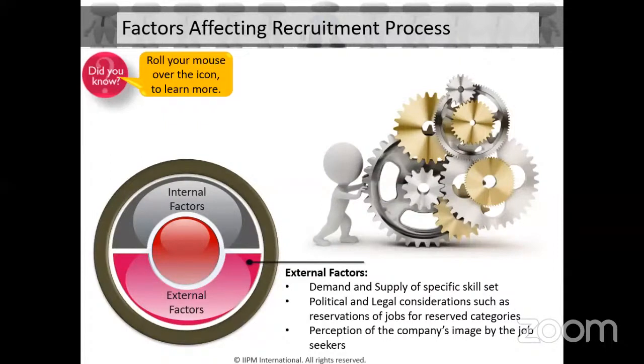Another one is the perception of the company's image by job seekers. If your company is already known to be a company where people slave at work, your workers are not taken care of, they are owed salaries, no matter how much you put up advertisement, people will just look and pass. They'll look and pass because nobody wants to suffer, especially in this era, in this our world, where people say, I want to relax and be taken care of. They don't want to suffer.